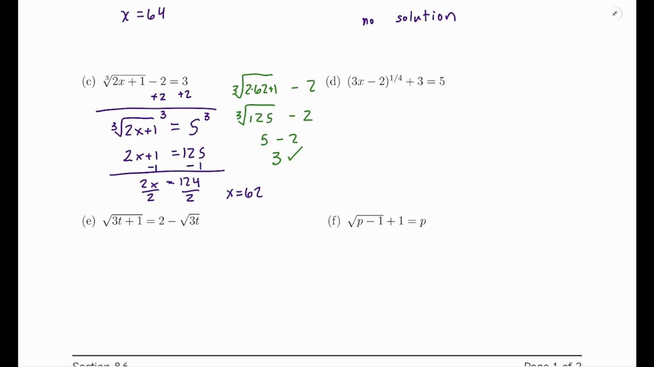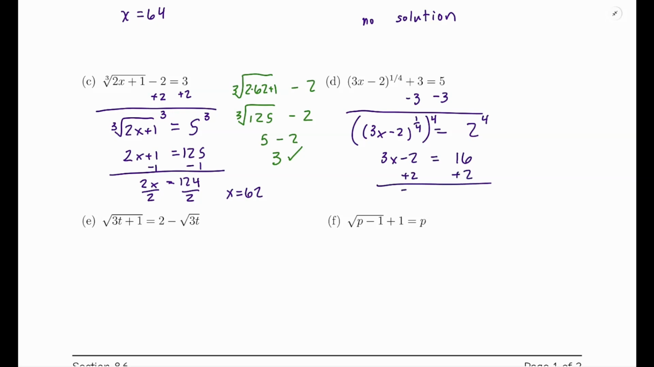Now you might think there's no radical here, but we just have to remember that fractional exponents are the same thing as radicals. So I still want to subtract that 3 from both sides. And then we get 3x minus 2 to the 1/4 power is equal to 2. Now I want to cancel that 1/4 out, so I'm going to raise each side to the 4th power. So we get 3x minus 2 is equal to 2 to the 4th power, 16. Add 2 to both sides. 3x is equal to 18. Divide by 3, divide by 3. x is equal to 6.